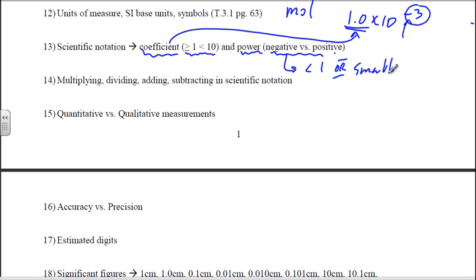If it's positive, the overall value is going to be greater than 1, or the way I've been saying it, it's going to be a big number. Okay? So like 1.0 times 10 to the negative third, it's going to be either 1,000 or 0.001, and it's going to be the 0.001. Okay? So know how to deal with this decimal as well.